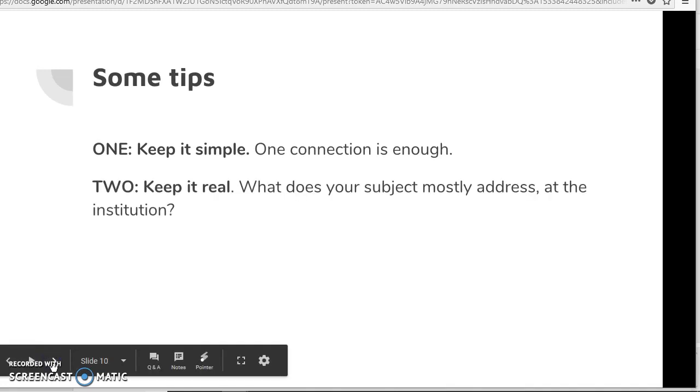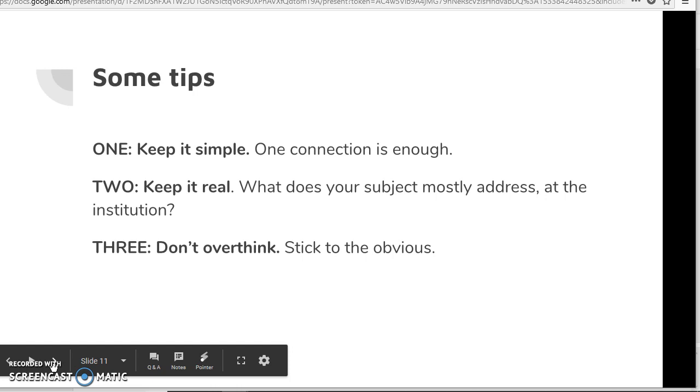The second one is keep it real, and perhaps keep it prioritized. You know, in English, we actually do some quantitative reasoning work in our critical thinking, but that's not really what our subject is in the curriculum for. So it's all right to prioritize. Pick the 1 or maybe 2 institutional outcomes that you feel your course really is involved in.